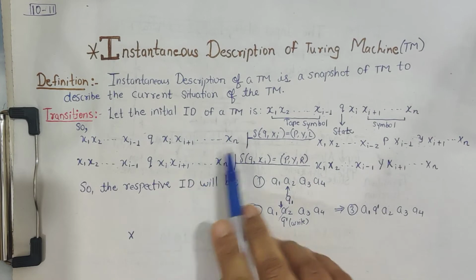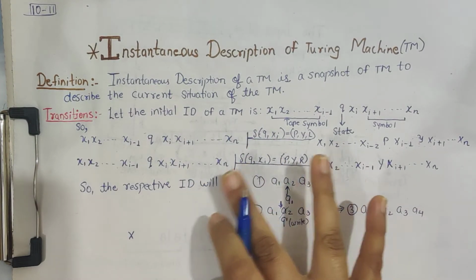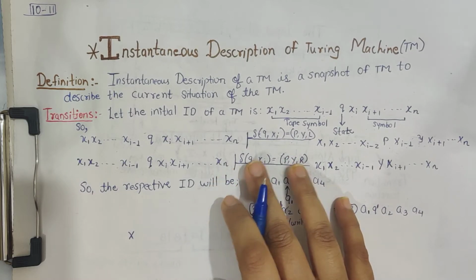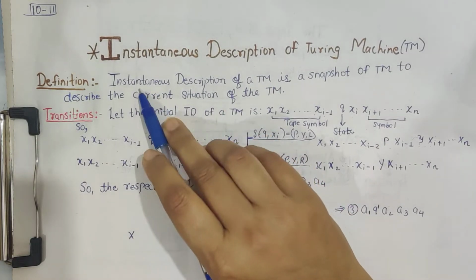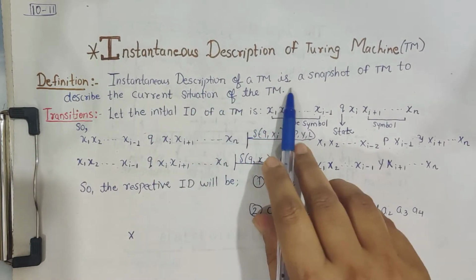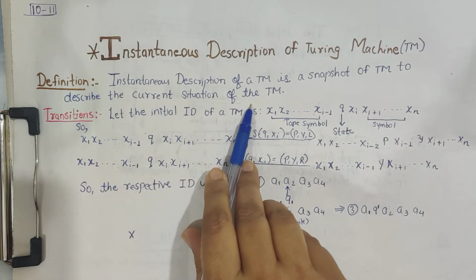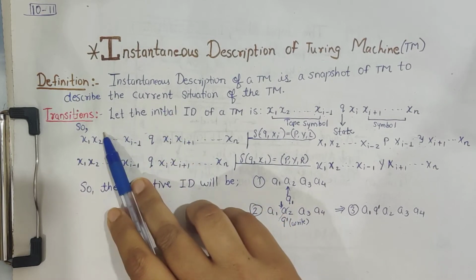At a particular moment or at a particular situation, how the Turing machine will behave, at that current situation, that we are going to study here. So instantaneous description of a Turing machine is a snapshot of Turing machine to describe the current situation of a Turing machine. It describes what? It describes the current situation of the Turing machine.